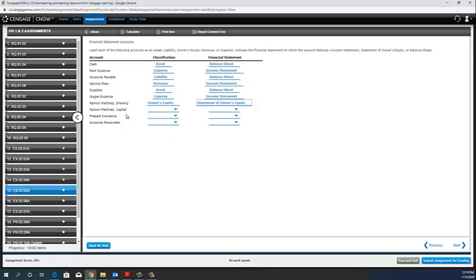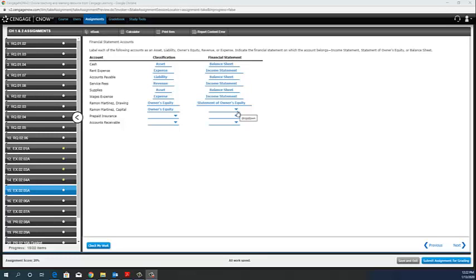Okay, now we have capital. Capital is also one of those 4 accounts underneath owner's equity, and capital is the only account that is shown on more than one financial statement. Capital is on the balance sheet. When we report assets, liabilities, and owner's equity, under owner's equity, we're reporting the capital balance.